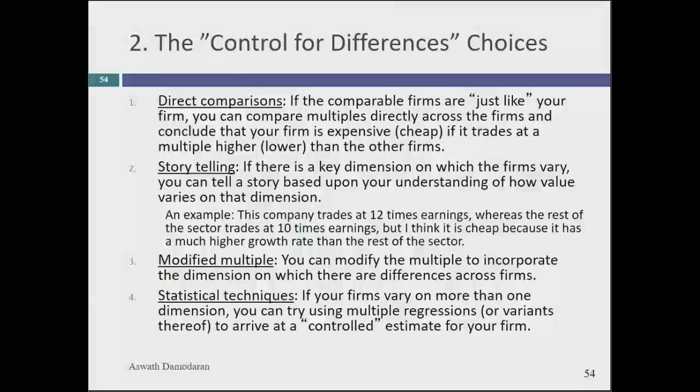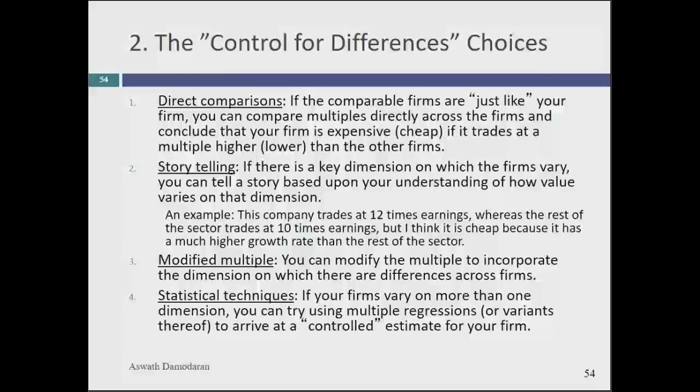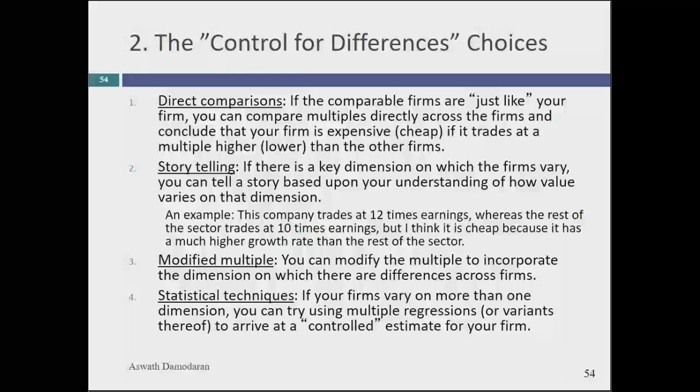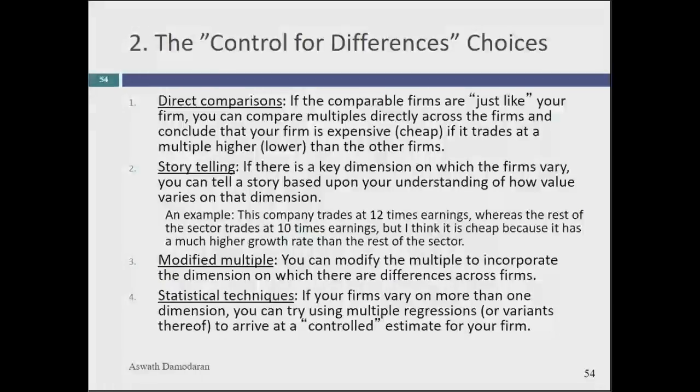The third is you try to modify the multiple to bring in whatever you're worried about. PEG ratio is a classic example. You say growth affects PE, I'm just going to bring it into the multiple. And the fourth is to use statistics. 30 years ago, you couldn't have. You didn't have the data. You couldn't put it in a spreadsheet. It was too messy. Today, we have that fourth choice almost every time we do pricing.